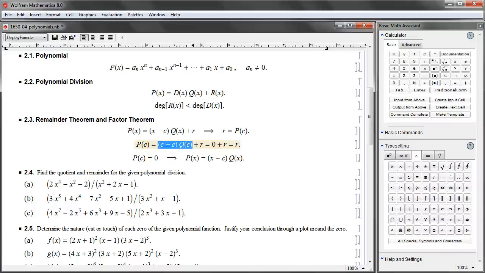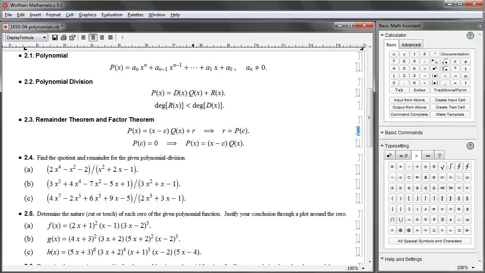And the special case when r is 0, then it's called factor theorem. When r is 0, there's no remainder, so that means x minus c is a factor of the polynomial p of x, kind of like this. And that's how you can check whether any target linear polynomial x minus c is a factor of a polynomial p of x or not.